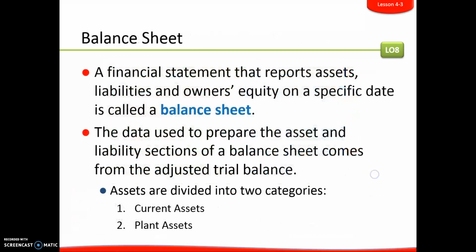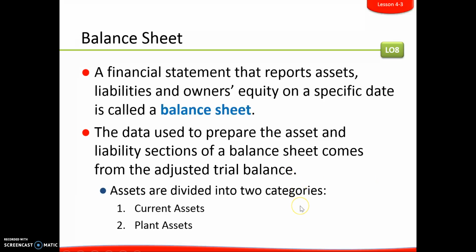Our third financial statement is our balance sheet. A balance sheet, of course, is the report of assets, liabilities, and owner's equity on a specific date. So just remember, a balance sheet is always on a specific date. It's the snapshot one. The data used to prepare the asset and liability sections comes from our adjusted trial balance.